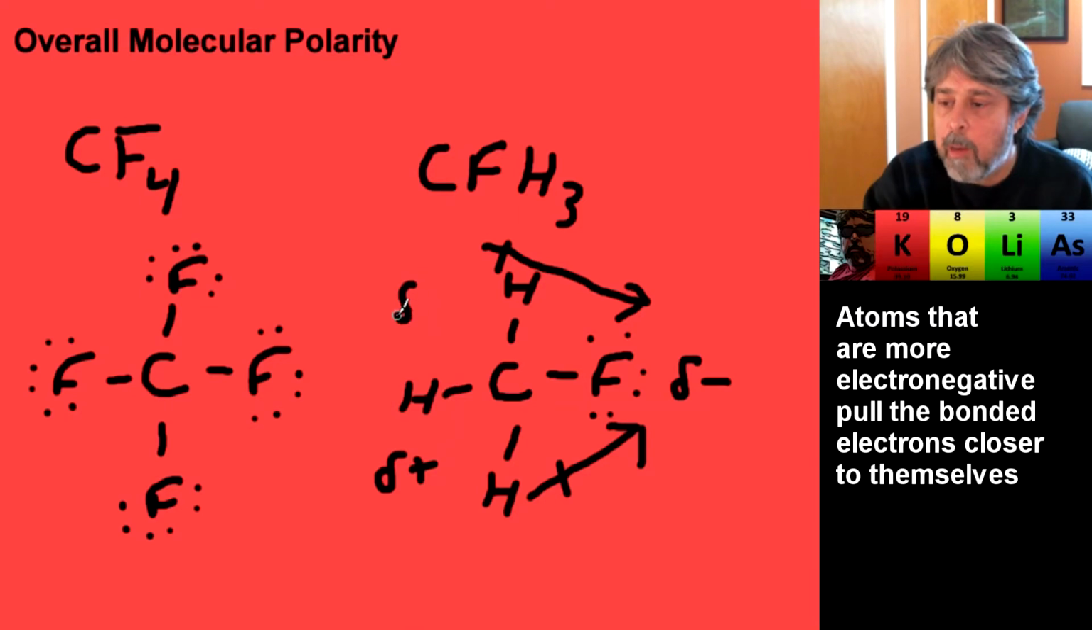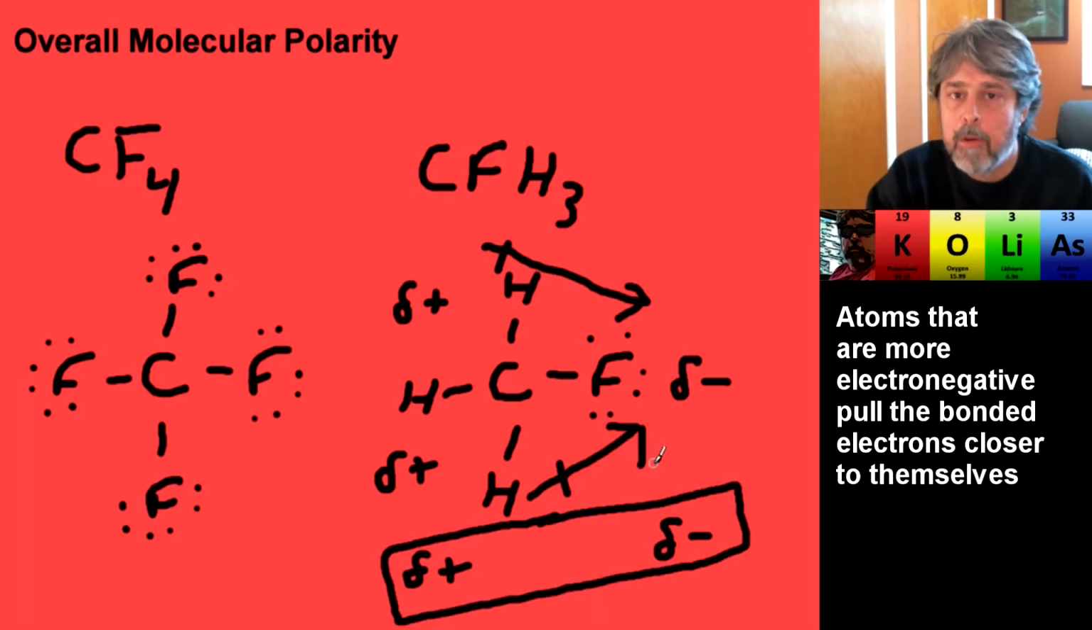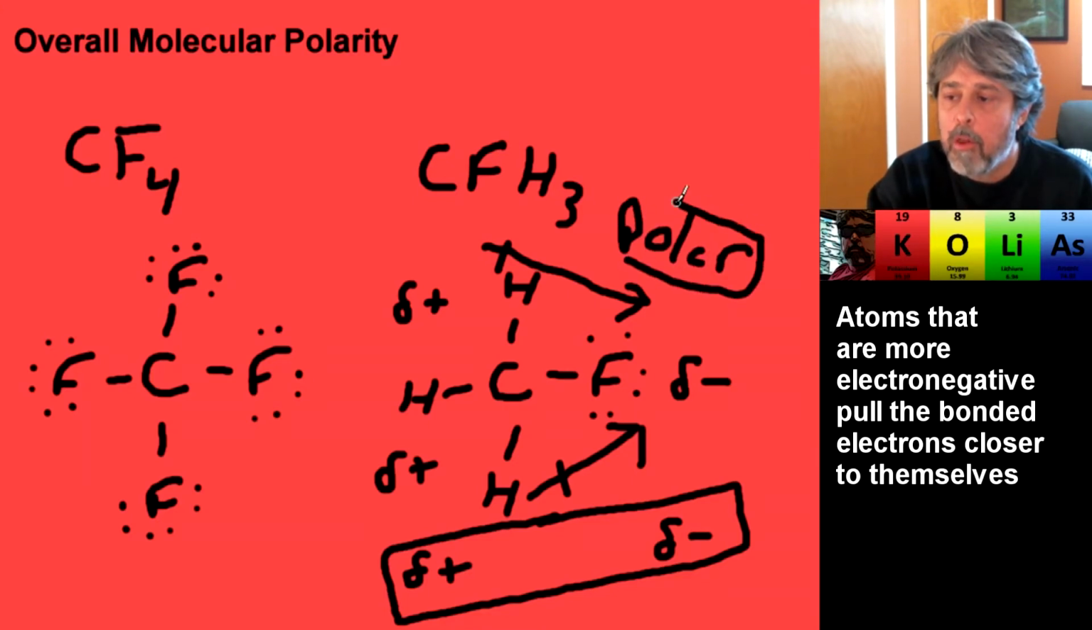You could just write it once to show that they're flowing that way. This is unequal sharing. They're all going to be over here. We're going to have our dipole on this side, negative here, positive here. There's our magnet. We have negative on one side, positive on the other. So this is a polar molecule overall. Polar, unequal sharing. They're all on one side, not so much on the other.